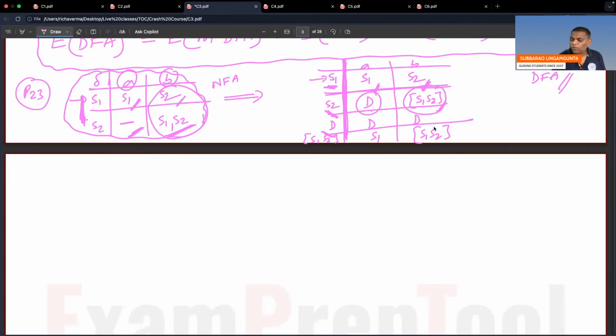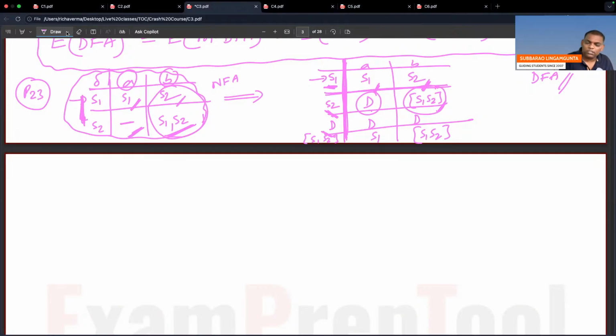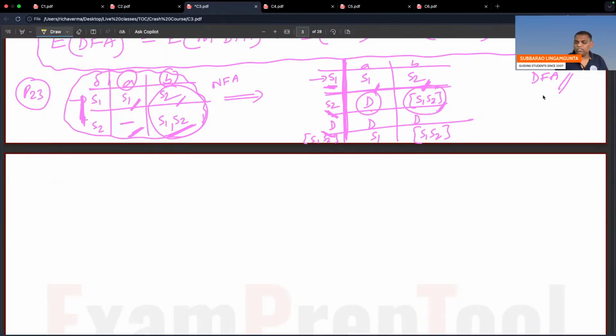Comparing these four people, anything new? Comparing these four people, there is nothing new. So it means the NFA to DFA construction is completed. Nothing new, so the NFA to DFA construction is completed.